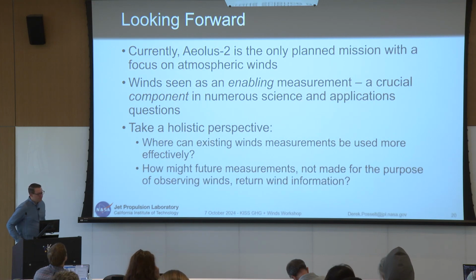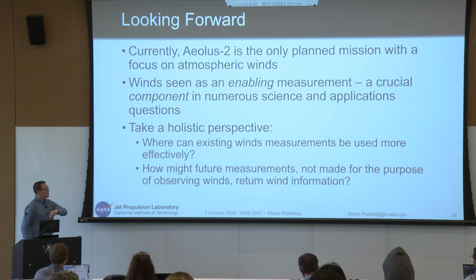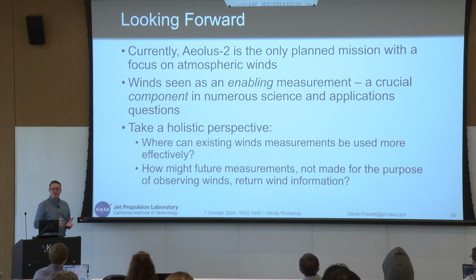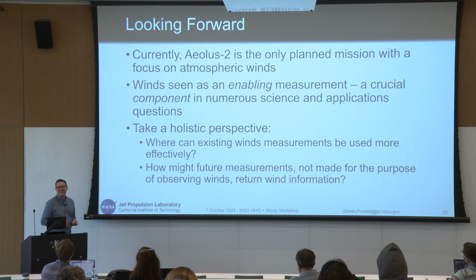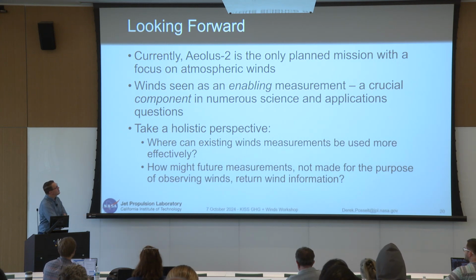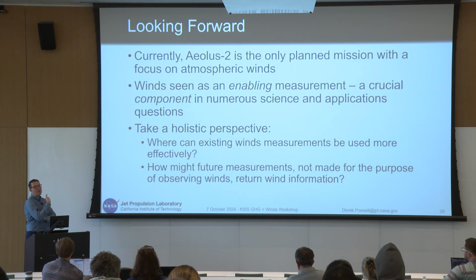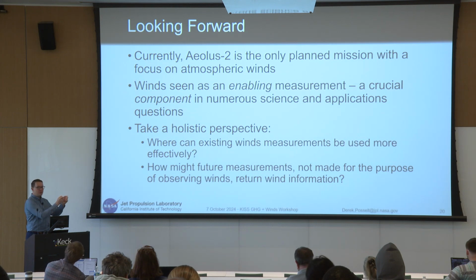Okay, last slide. Looking forward, in that chart that Anna showed of all of those missions, not a single one actually focused on winds in the troposphere, right? Some focus on ocean surface winds, certainly very, very important. I haven't touched on that much, but not a single one actually focused on winds. Winds are seen to be an enabling measurement or a component in science and applications questions, but not something that is crucial enough to actually just go after that particular measurement.